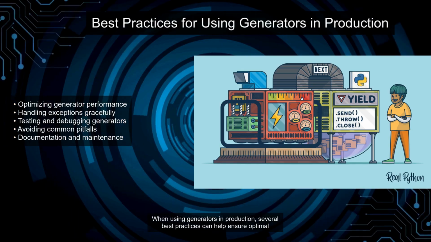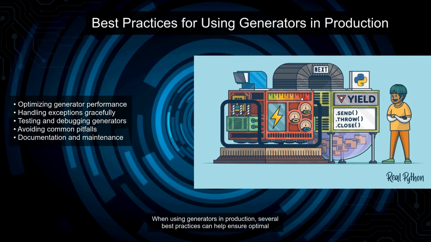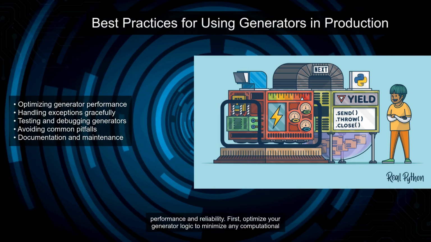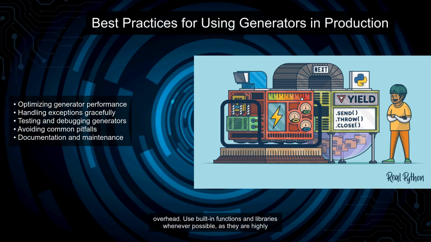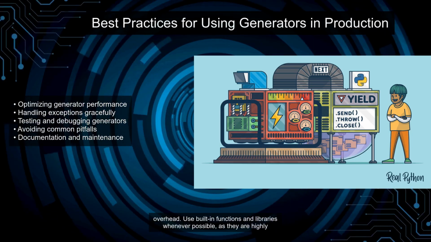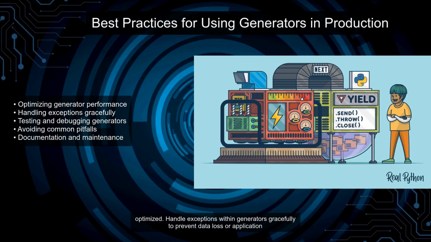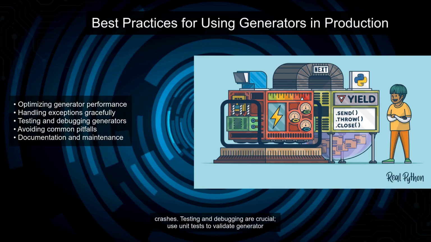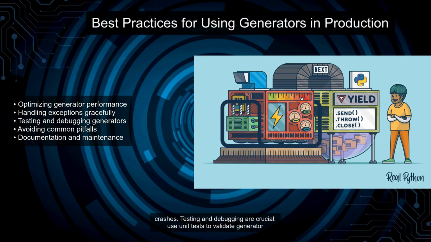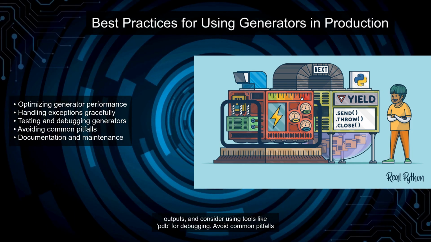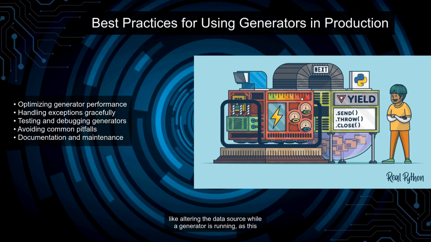When using generators in production, several best practices can help ensure optimal performance and reliability. First, optimize your generator logic to minimize any computational overhead. Use built-in functions and libraries whenever possible, as they are highly optimized. Handle exceptions within generators gracefully to prevent data loss or application crashes. Testing and debugging are crucial. Use unit tests to validate generator outputs, and consider using tools like PDB for debugging.